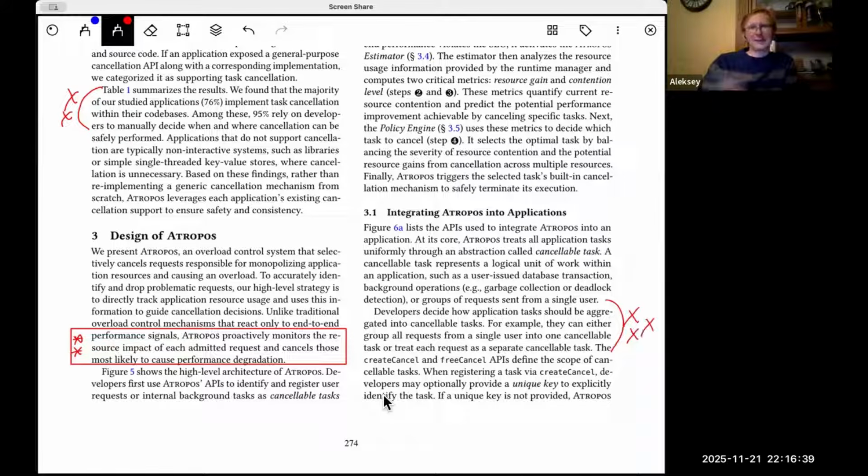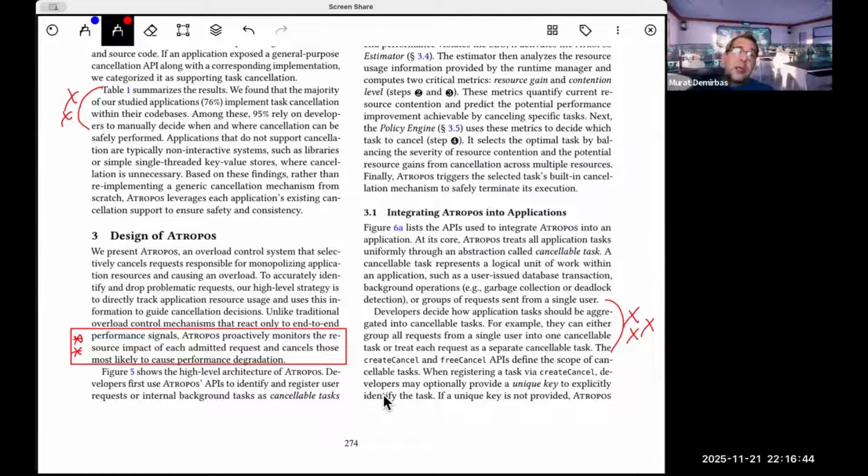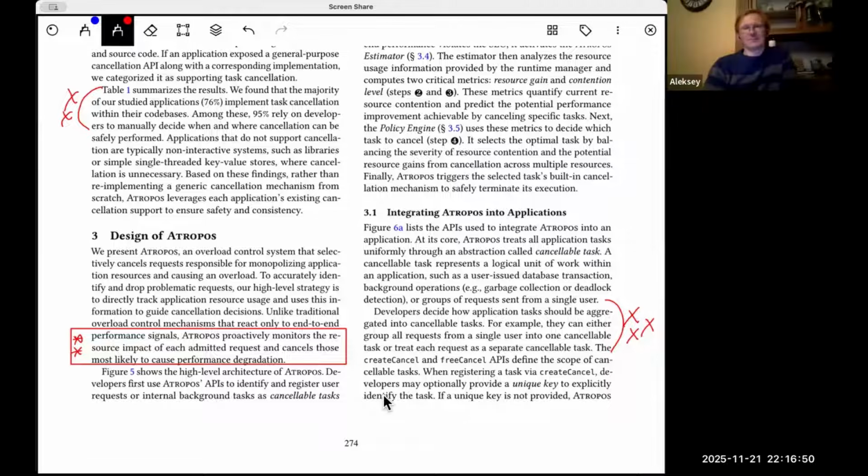Oh, okay. Kill everything from a user. Or treat each request as a separate cancelable task, because sometimes if you kill one thing from a user, it makes the others obsolete anyway. So for that, you want to group. But I think it's all developer decided, right? It's how you use the system.